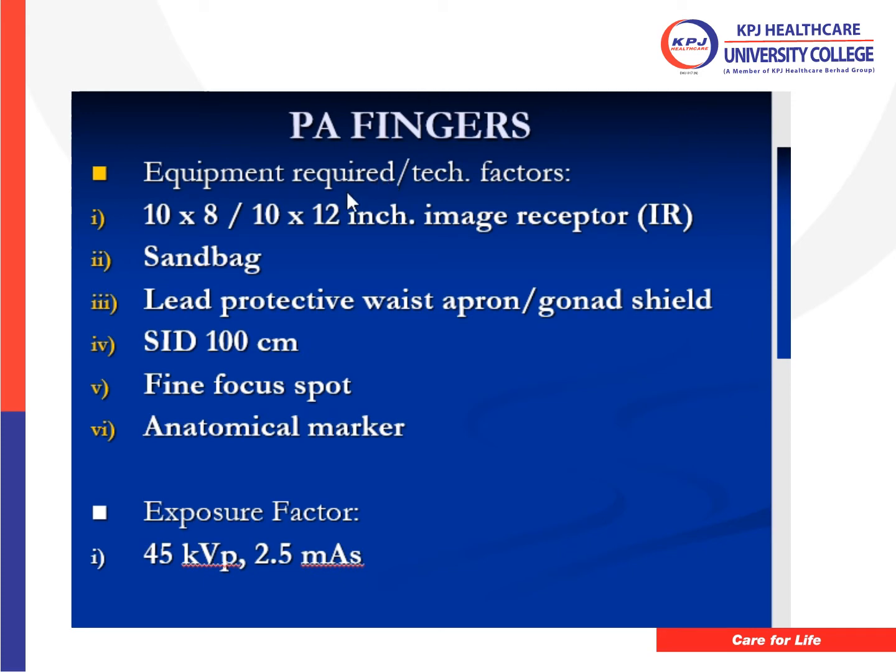PA fingers, the equipment, these are all the technical factors involved for the PA fingers, posterior anterior of the fingers. So the first one is about the technical factors. The first is the cassette size, the imaging plate that you use, or image receptor. This is the same thing. Usually we go for 10 by 8 or 10 by 12 inch of the image receptor.